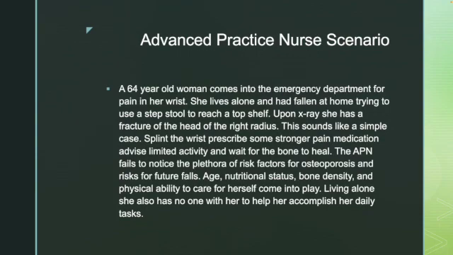So my advanced practice nurse scenario: a 64-year-old woman comes to the emergency department for pain in her wrist. She lives at home and had fallen trying to use a step stool to reach the top shelf. After an x-ray, she has a fracture of the head of the right radius. This sounds like a pretty simple case. You would normally splint the wrist and prescribe a little bit stronger pain medication than you can get over the counter and tell the patient to limit their activity and wait for the bone to heal.